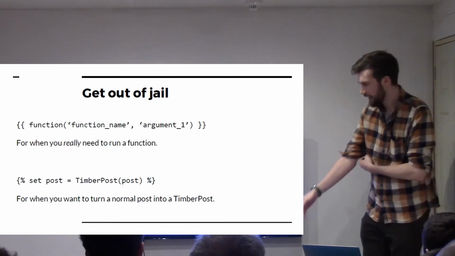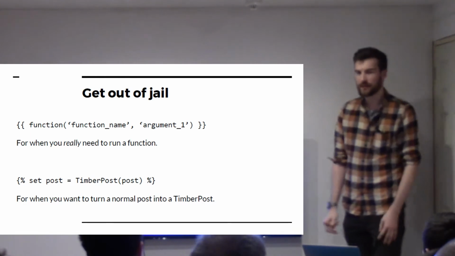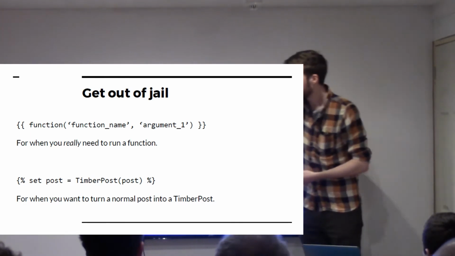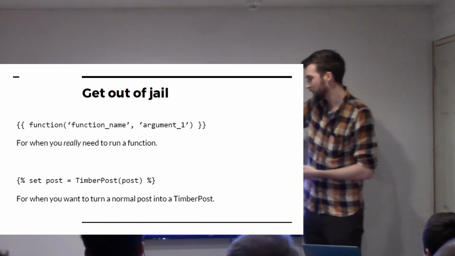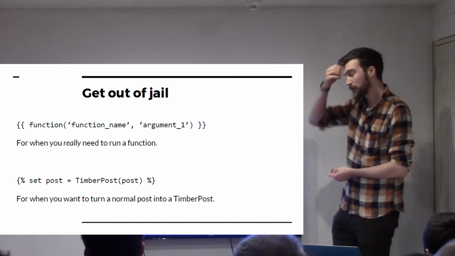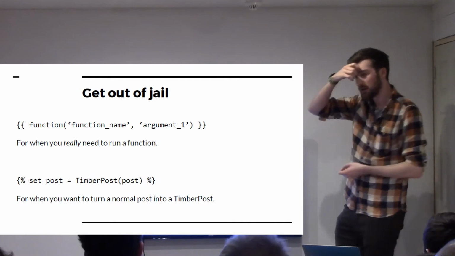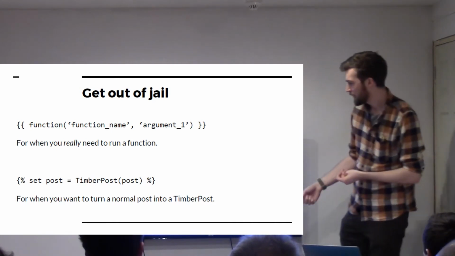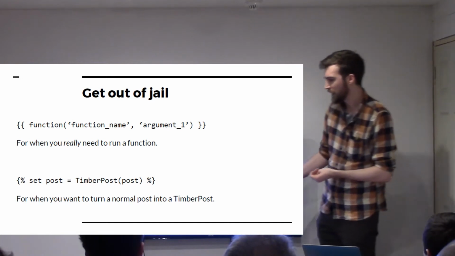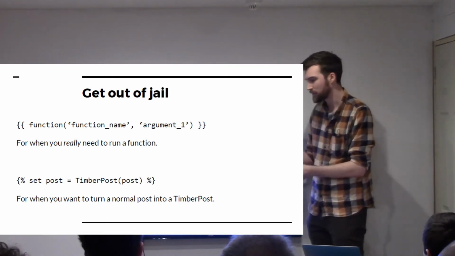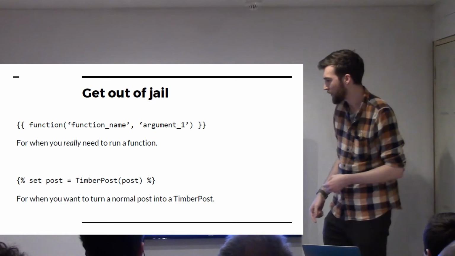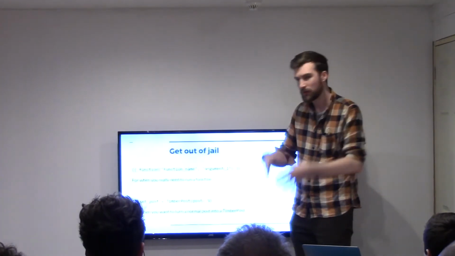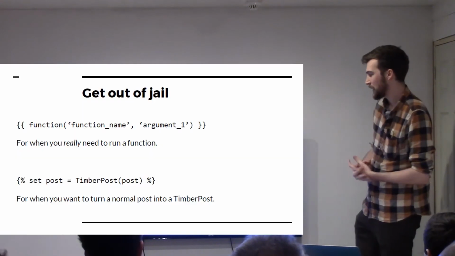So, get out of jail. If you really want to use a function, you might think, I'm in Twig and I can't use a function. You totally can. You can just say function, put the function name, and then start adding arguments on. So if you absolutely need to do something because you've got legacy code that only runs like that, just do that. And if you've got a WordPress post object that's not a Timber post, and you really want it to be a Timber post, you can just say set post to be a Timber post, and it will make it a Timber post.